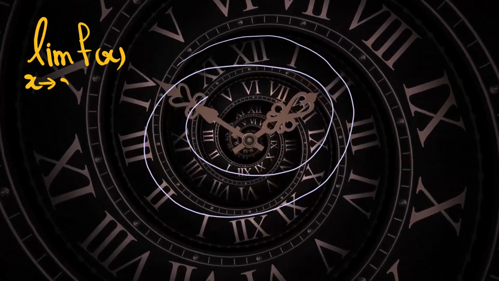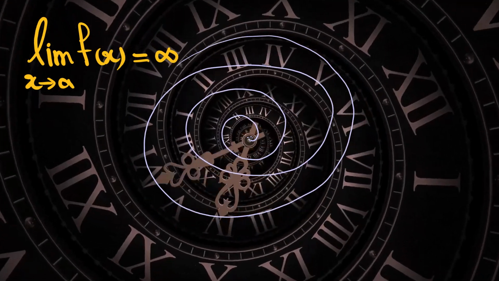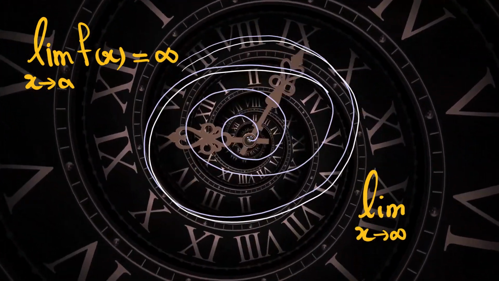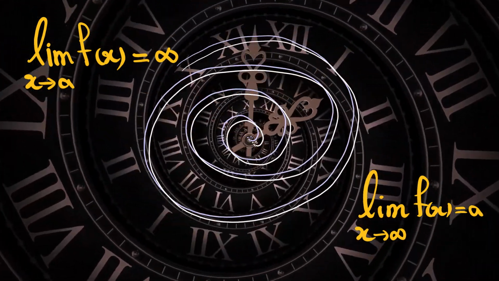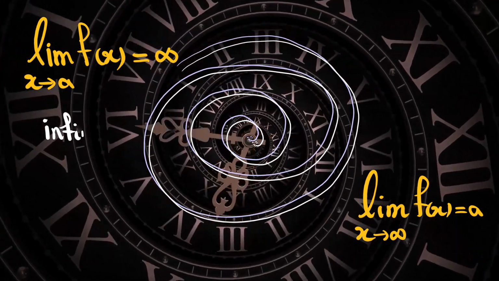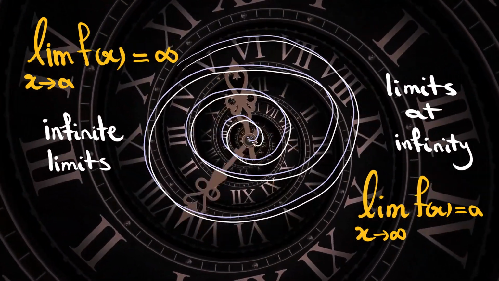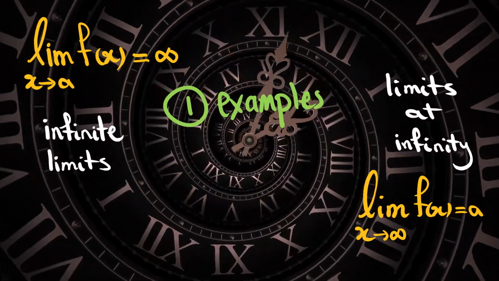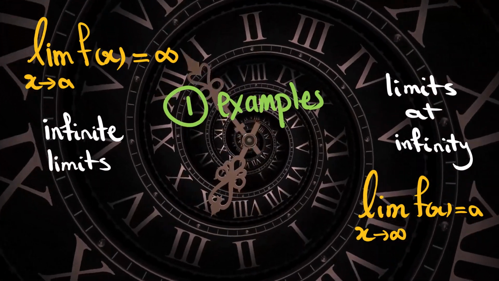Sometimes, when our independent variable approaches a point like a, the function goes to infinity. And sometimes, when we approach infinity, our function gets closer and closer, infinitesimally, to a certain point like a. These are infinite limits, and these are limits at infinity. In the first part of this video, we are going to see a lot of examples to see how we can find these kinds of limits.